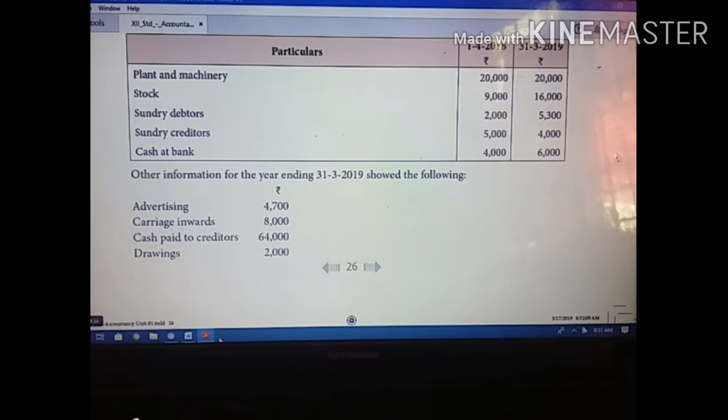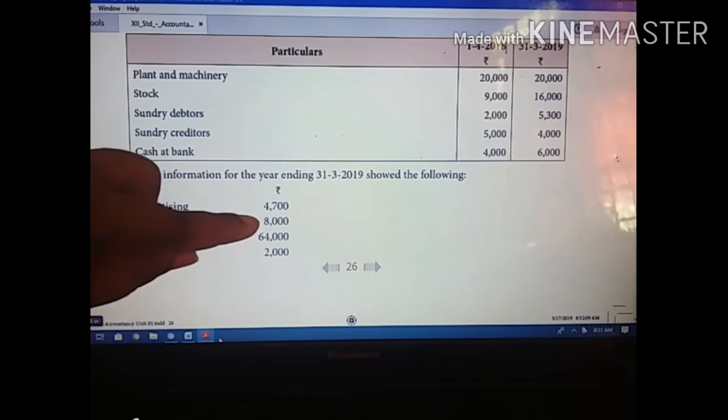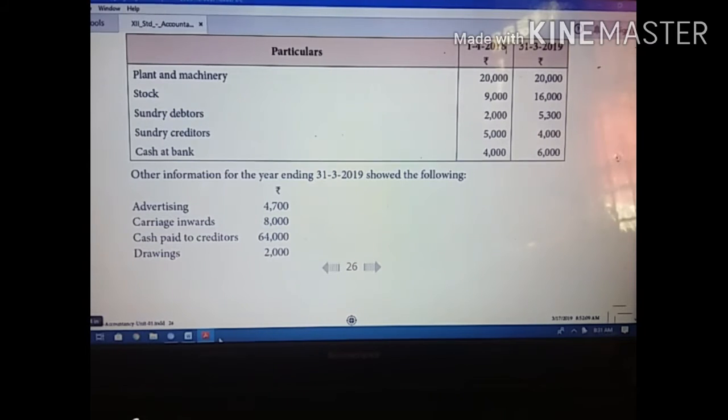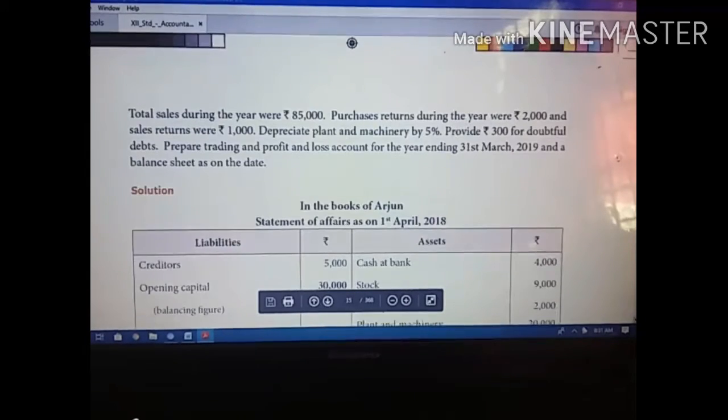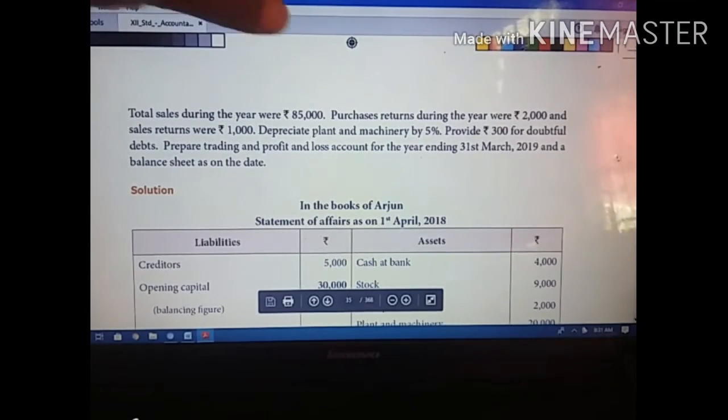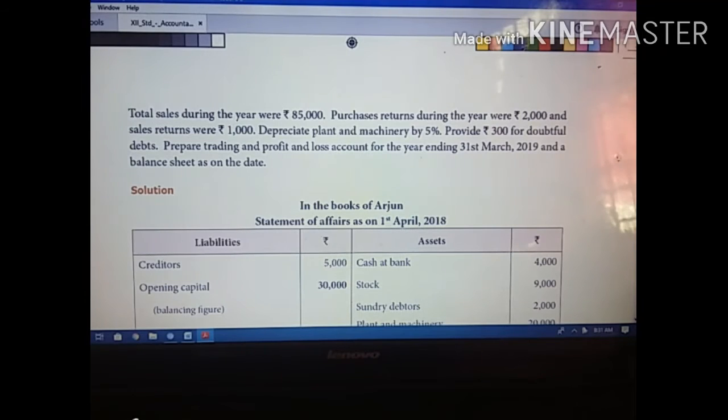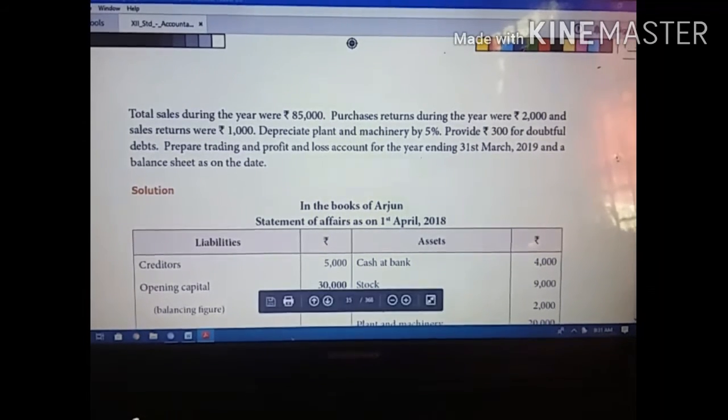Then carriage inward. Carriage inward 8,000 is there, so we have to take this 8,000 for the trading account. Then there is no other information. Sales return also is there. Total sales 85,000 and sales return 1,000 are given. Purchase return also is given, 2,000. Purchase we have to find out, 65,000. So these are all the available information for preparing a trading account. Let us see how to prepare trading.